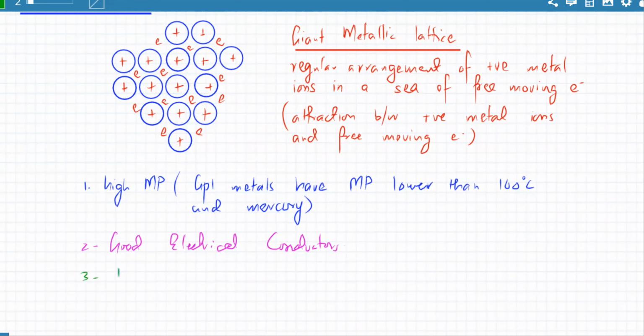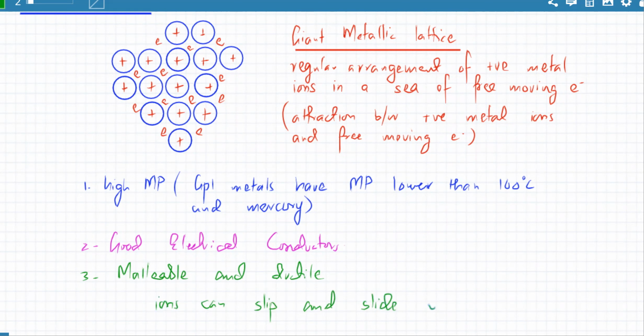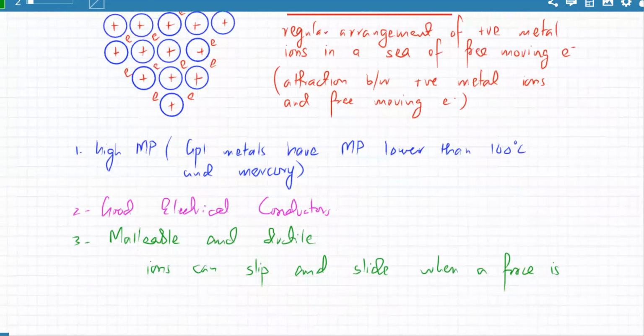that they are malleable and ductile. So what happens is ions can slip and slide when a force is applied.